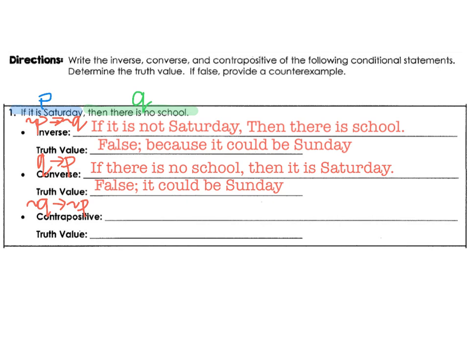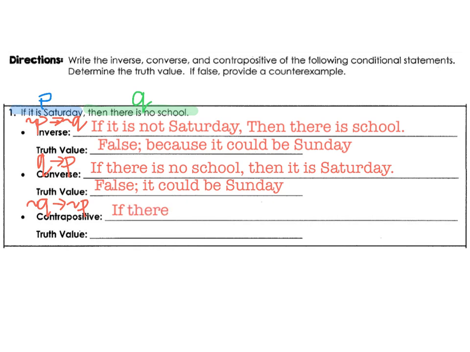Now, contrapositive. So contrapositive, we want to both switch it and negate it. So we want to say the opposite truth value of Q first. So if there is school, that would be negating it and making it come first. If there is school, then it is not Saturday. All right, so we're writing Q negated first, then P negated. So start with Q negated.